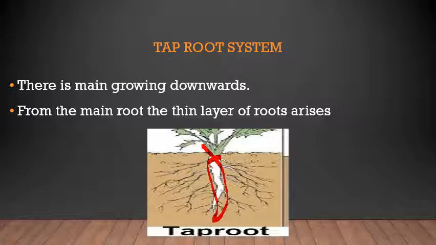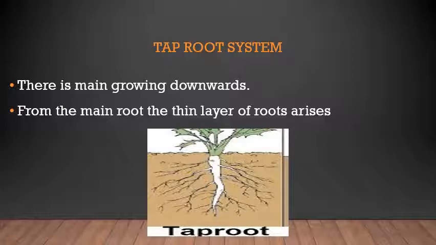From the main root, the thin layers of root arise. These thin layers of roots are called lateral roots. So the taproot system is made of one main root which is growing downwards, which is called the taproot, and from that main taproot the thin roots that come out of it are called the lateral roots. The taproot is big and stout compared to the lateral roots. The main root will be bigger than the other roots.